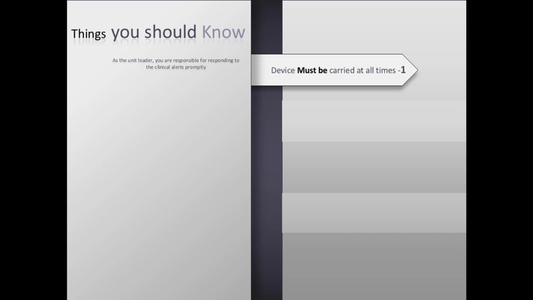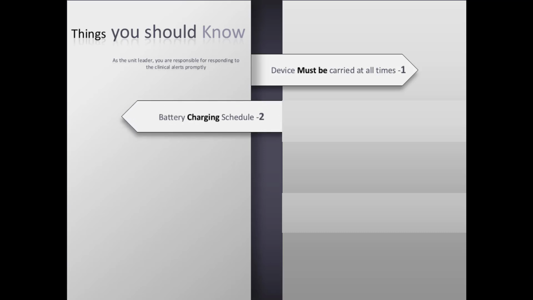As the unit leader, you are responsible for responding to the clinical alerts promptly. If you need to leave the unit, you may pass the device off to another trained RN in your absence. Number 2, your unit should develop a device charging schedule to ensure that the device is always sufficiently charged.